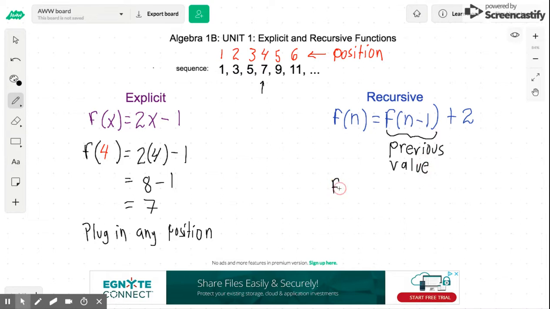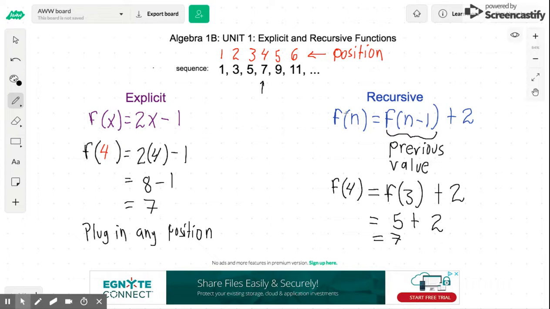Okay, let's say I also want to know what value is in the fourth position. That's my fourth position. According to this recursive formula, I need f of n minus 1, so n was 4. I need f of 3 plus 2. Now, f of 3 is the value in the third position. So, I have 5 plus 2, which is 7. I got the same answer as with the other one.